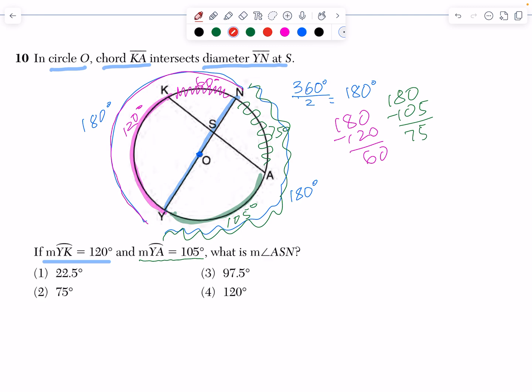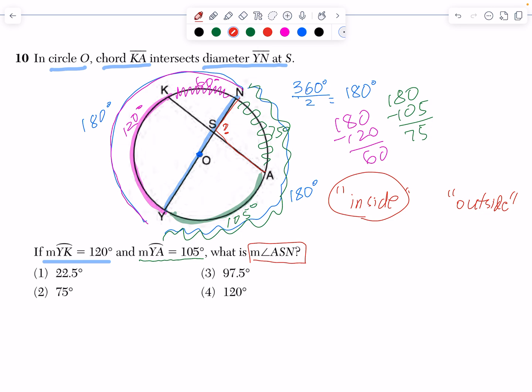Now going back to the question, it says, what is the measure of angle ASN? So this is the question mark. That's what we want to find. Now, there are two types of angles that are formed with circles: angles formed inside and angles formed outside. And I call these angles formed inside because they're formed by intersecting chords.